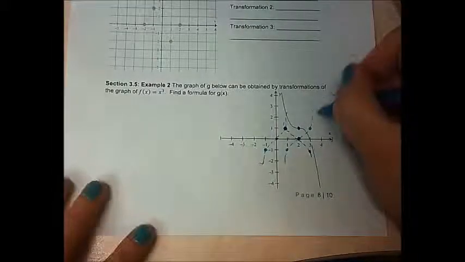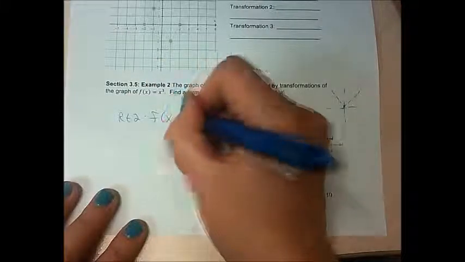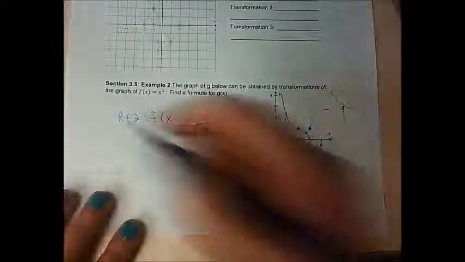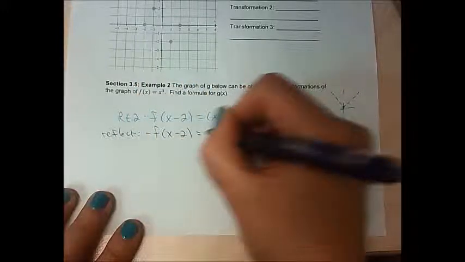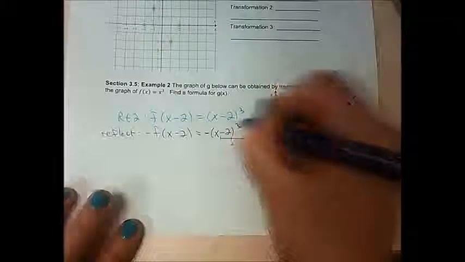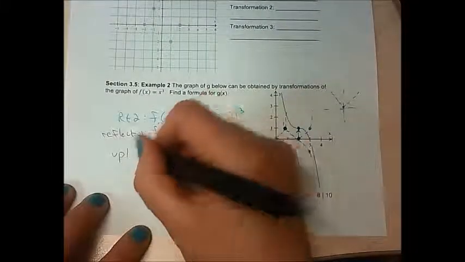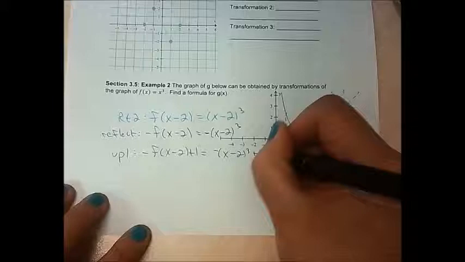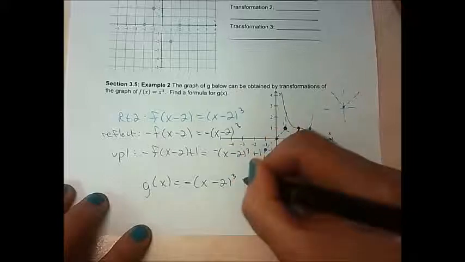So that first thing we went right to would have done x -2 on the inside. And then the reflection, since it's over the x-axis, that means we're negating the y values, so there'd be a negative on the outside. Finally, we see that this was shifted up 1. So we end up adding that 1 on the outside. So we get g of x is negative x -2 cubed plus 1.